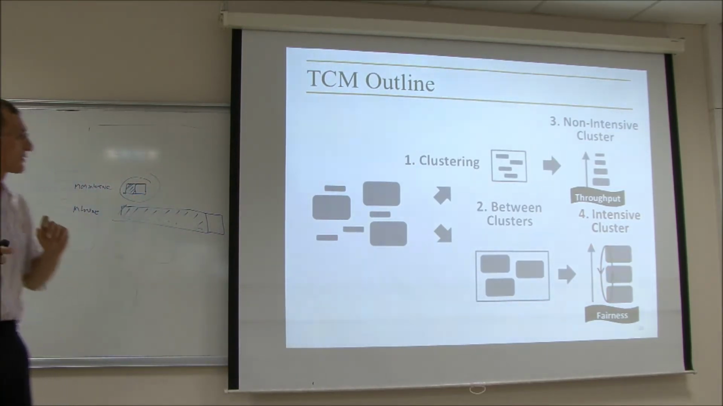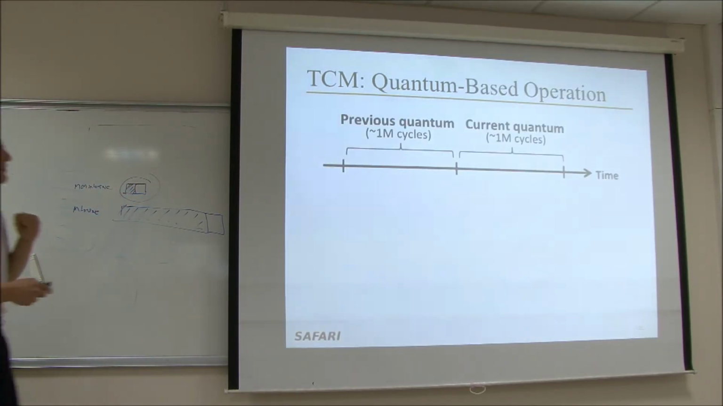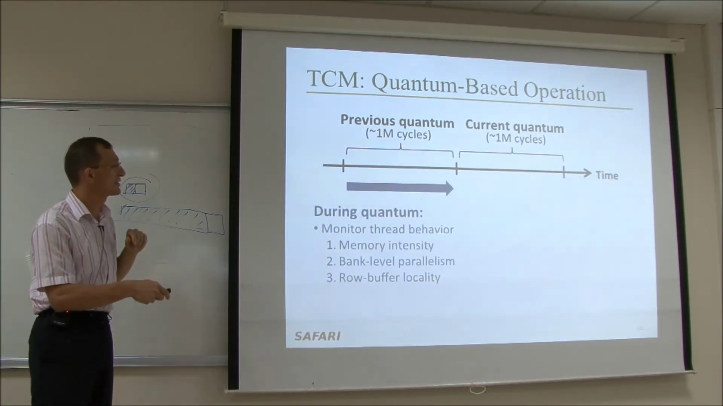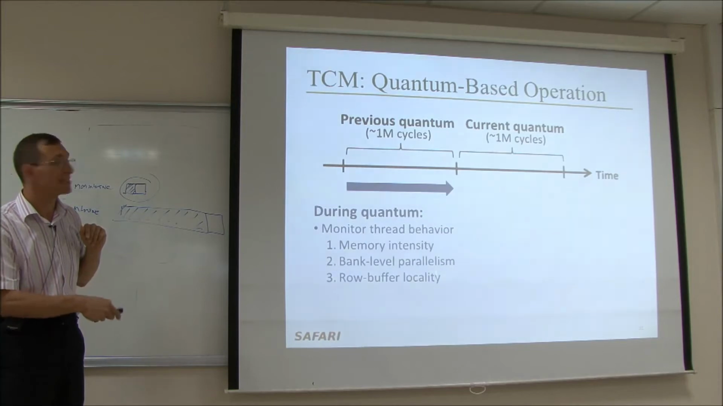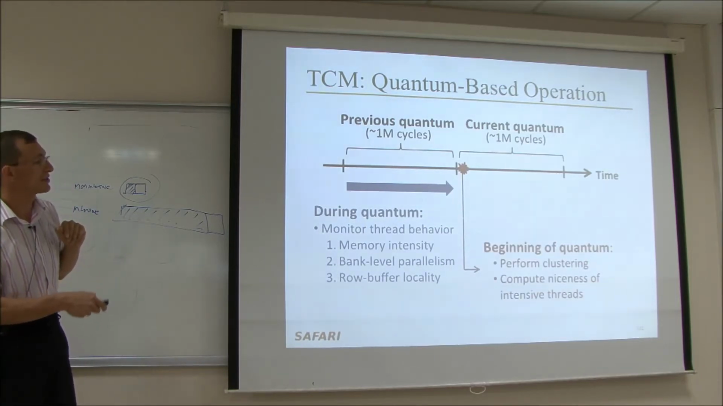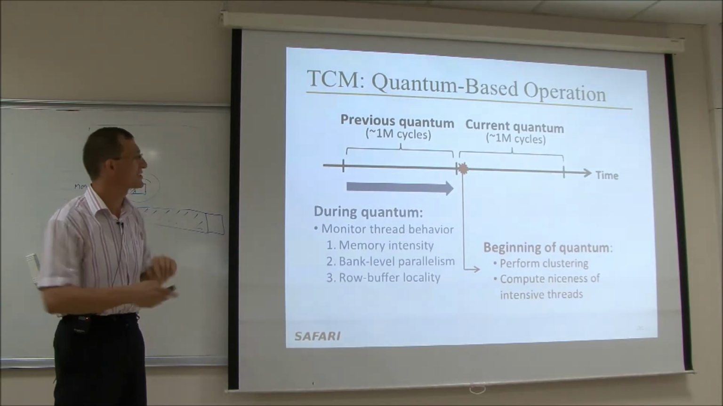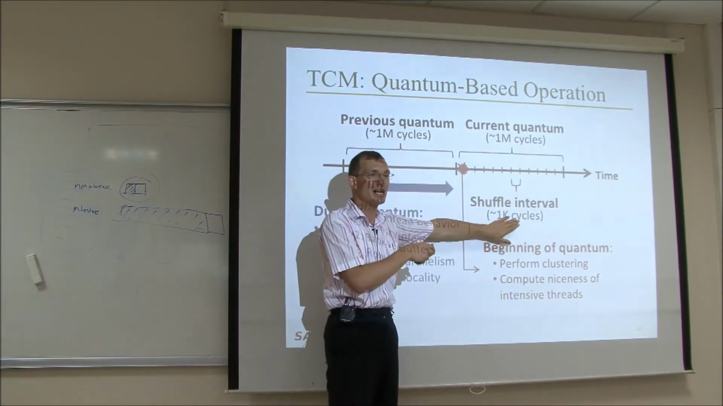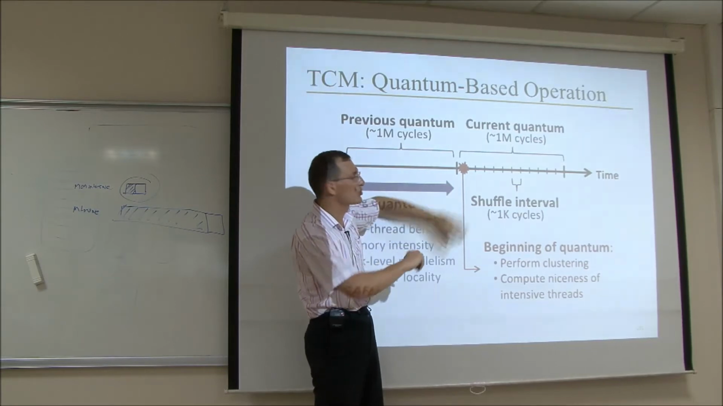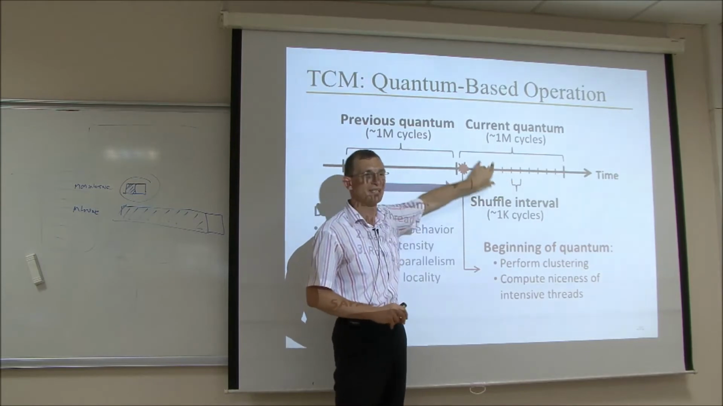So this operates based on quantums, as I told you. Basically, the memory controller monitors the thread behavior during the previous quantum, memory intensity, bank level parallelism, and row buffer locality, and uses that to compute the rankings of the threads in the current quantum at the beginning of the quantum. It basically performs clustering, and it also computes the niceness of the intensive threads. And the current quantum is divided into these shuffling intervals that are much shorter than the entire quantum. And you could actually figure out the schedule of the shuffling at the beginning of the quantum, or you could follow a fixed shuffle, so you don't need to figure out the shuffling every 1,000 cycles. This could be all static shuffling.